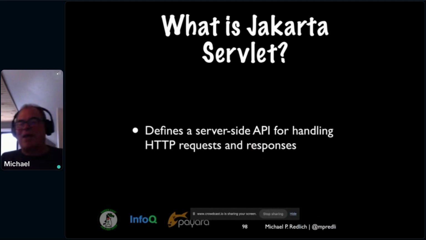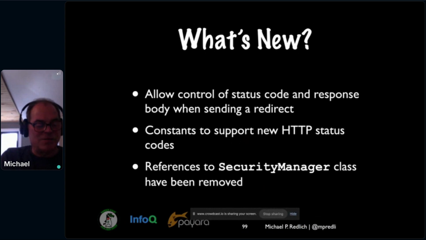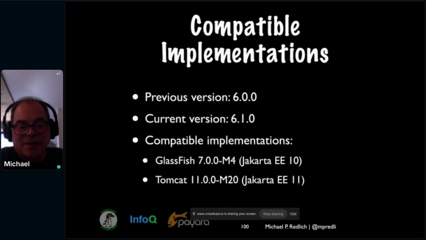Servlets have been around for 20 years or so, right? A server-side API for handling HTTP requests. And then there's an update on status codes, which I have listed here in some notes. Improved support for HTTP status codes: 301, which is moved permanently, 302, which is found, 303, which is see other. That's one of the new features. Again, the security manager class has been removed. And Tomcat 11, milestone 20 is the compatible implementation.